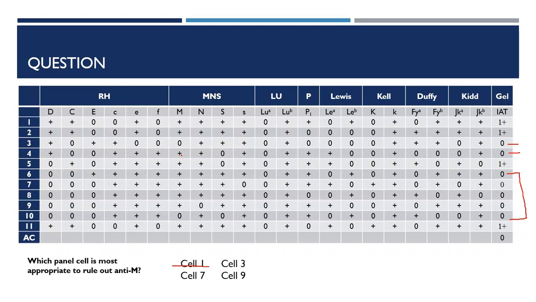Cell number 3, how about that one? That's a negatively reacting cell, but M is not present, so we can't use that one. Cell number 7, that's in this set here of negatively reacting cells. Cell number 7, look here, and we have M that has heterozygous expression, so we can't use that. Our last cell number 9 is non-reactive, and it's also homozygous for M. So cell number 9 is most appropriate to rule out anti-M.